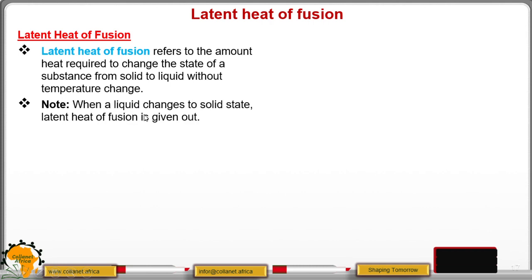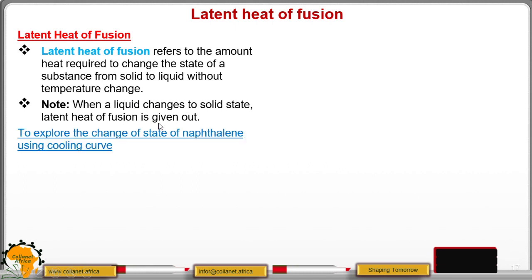Note that when we are changing solid to liquid or liquid to solid, we have seen that during melting, that energy is absorbed. But during freezing, that is liquid to solid, the latent heat of fusion is given out.